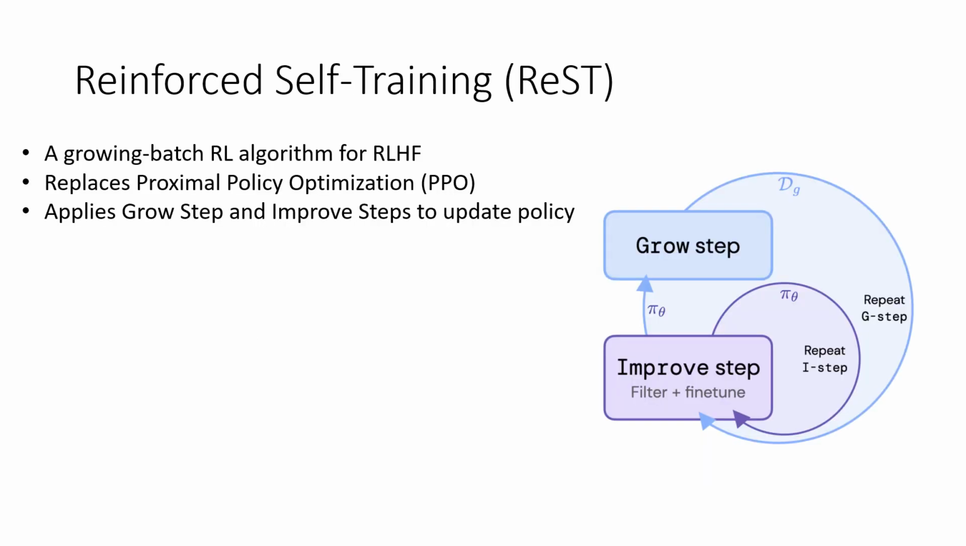In this paper, DeepMind proposed a method called Reinforced Self-Training, ReST. It is a type of growing batch reinforcement learning algorithm that aligns the large language model's outputs with human preferences, as a replacement for PPO. This method uses an inner loop, the improve step, to improve the policy on a fixed dataset. Meanwhile, in the outer loop, the grow step, it grows the dataset by sampling from the latest policy.